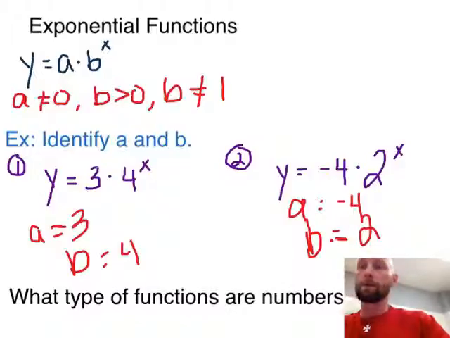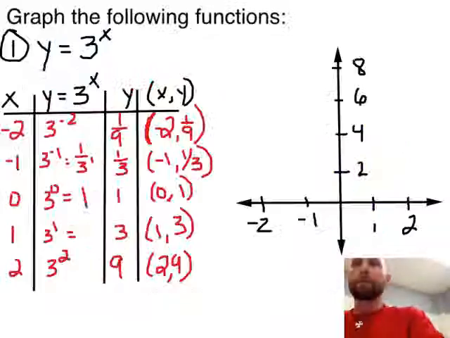Alright, so those are the two examples that we have there. Those are definitely exponential functions because they satisfy those rules that we have for this. So when it says what type of functions are numbers 1 and 2, we're talking about exponential functions. We're going to start graphing some of these exponential functions.